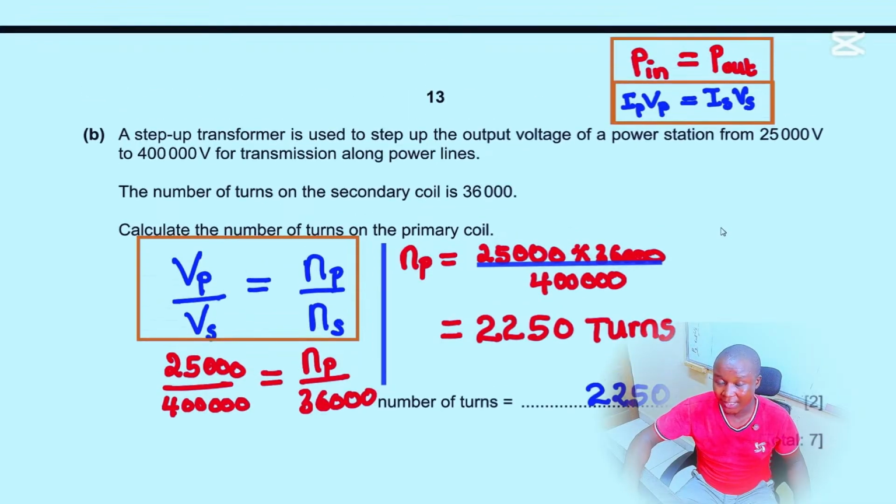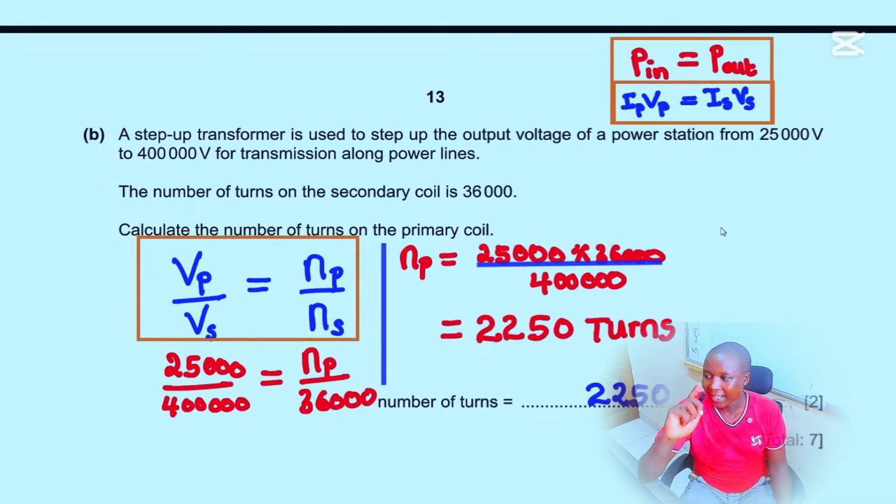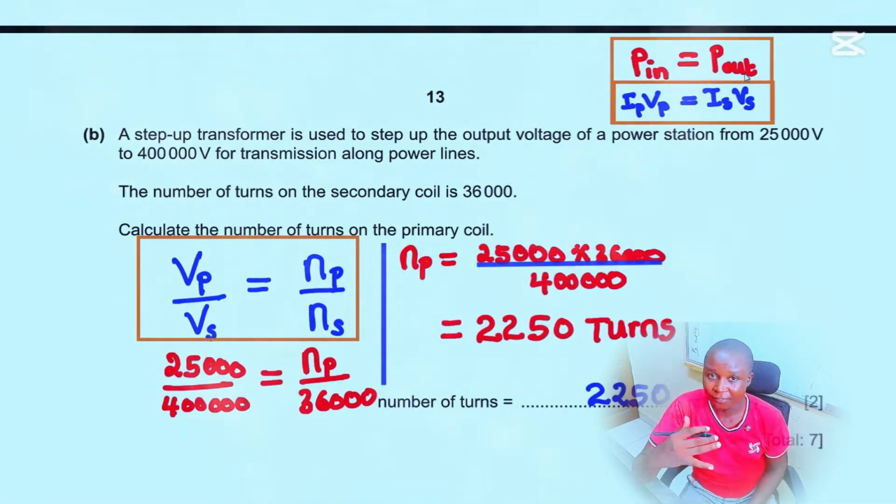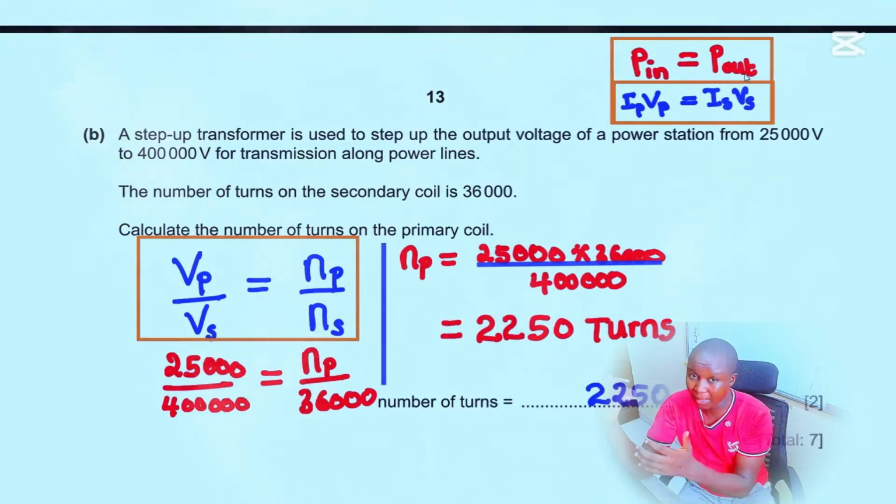What are the kind of calculations that you need to know as far as a transformer is concerned? Remember, there are two formulas that you are going to learn in this topic. Number one is the concept of power in equals power out. If the transformer is 100% efficient, it means that the power input should be equal to the power output.